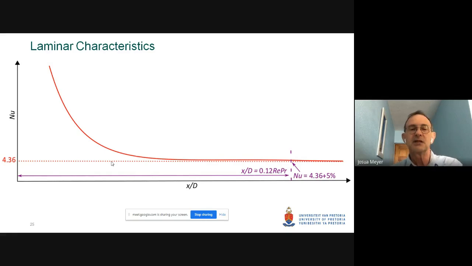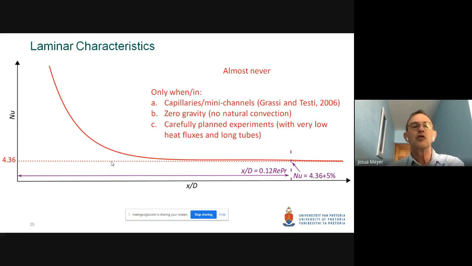But that happens, next slide, please, for only forced convection conditions. And that actually almost never happens. It only happens in capillary tubes or mini channels, or in the situation where there's zero gravity, and in very, very carefully planned experiments with extremely low heat fluxes and very, very long tubes that we have tested in our laboratory. Next slide, please.